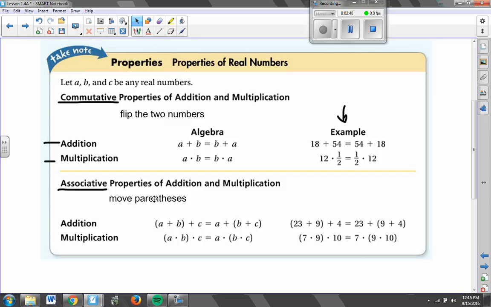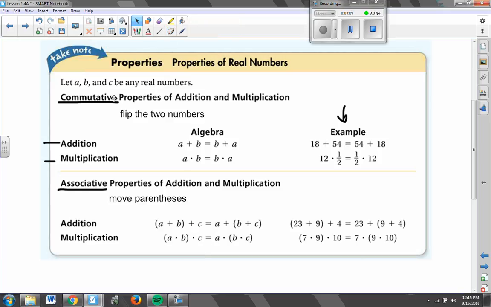That's what associative means. The only time, though, that we can move parentheses is, please notice that our sign must always be the same. Plus sign, or multiply sign has to be the same. You can't do it if one sign is plus and one sign is times or anything like that. It has to be the same sign.